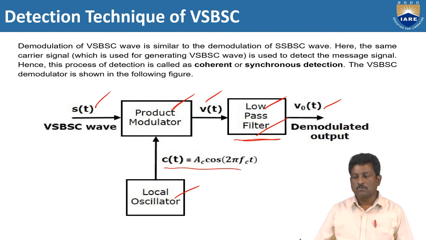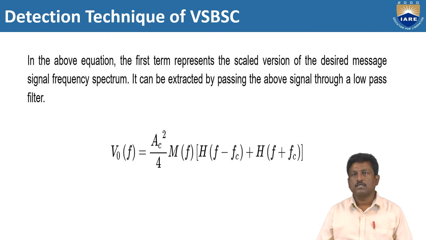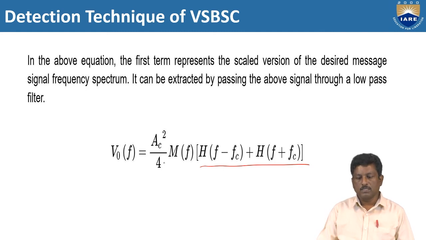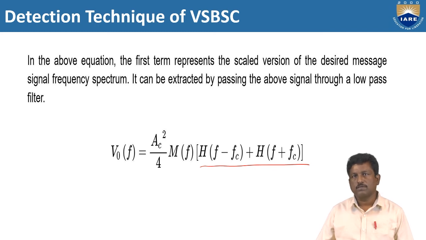So that finally we are going to have the output V0(t), which is originally a low frequency signal. Here we are going to have V0(f) equal to Ac squared by 4 M(f) [H(f - fc) + H(f + fc)]. So this is the filter function spectrum and the modulating signal spectrum. Here we can say that from the above equation, the first term represents the scaled version of the desired message signal frequency spectrum. It can be extracted by passing the above signal through the low pass filter.